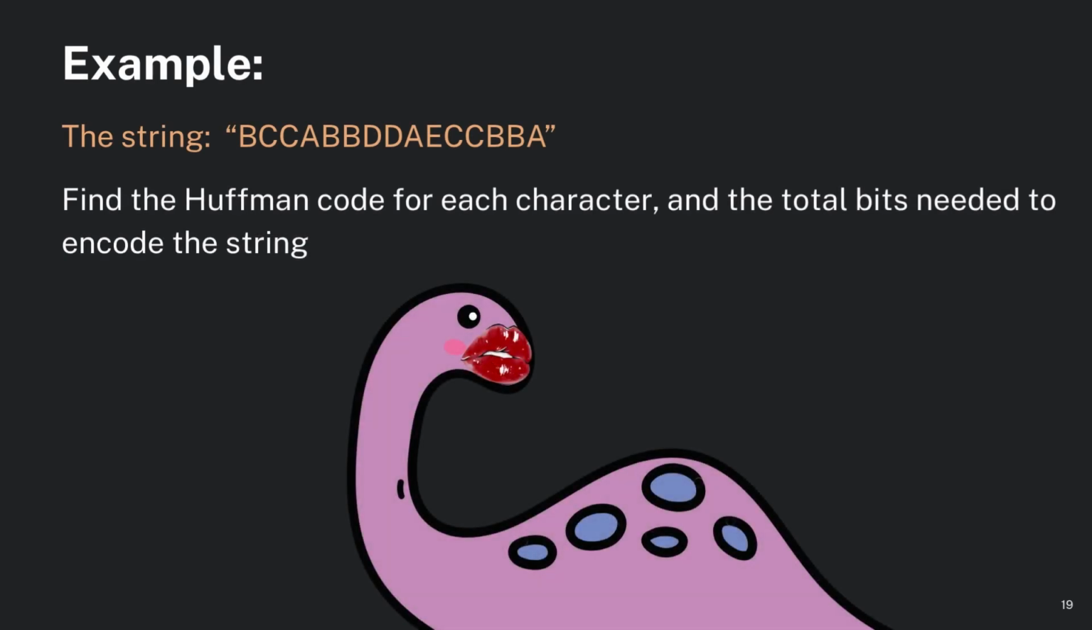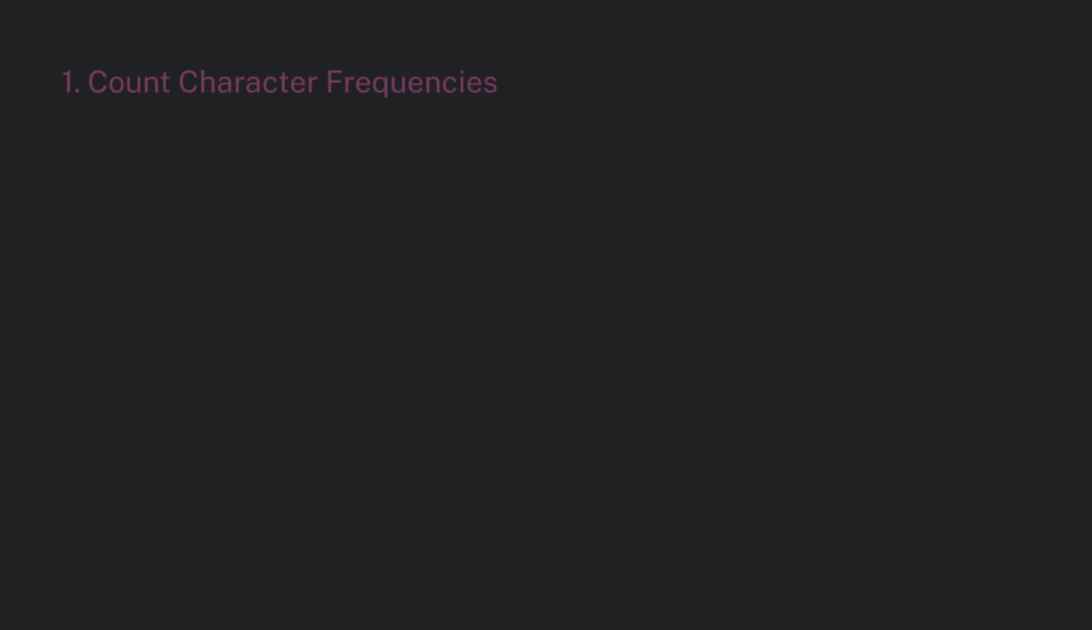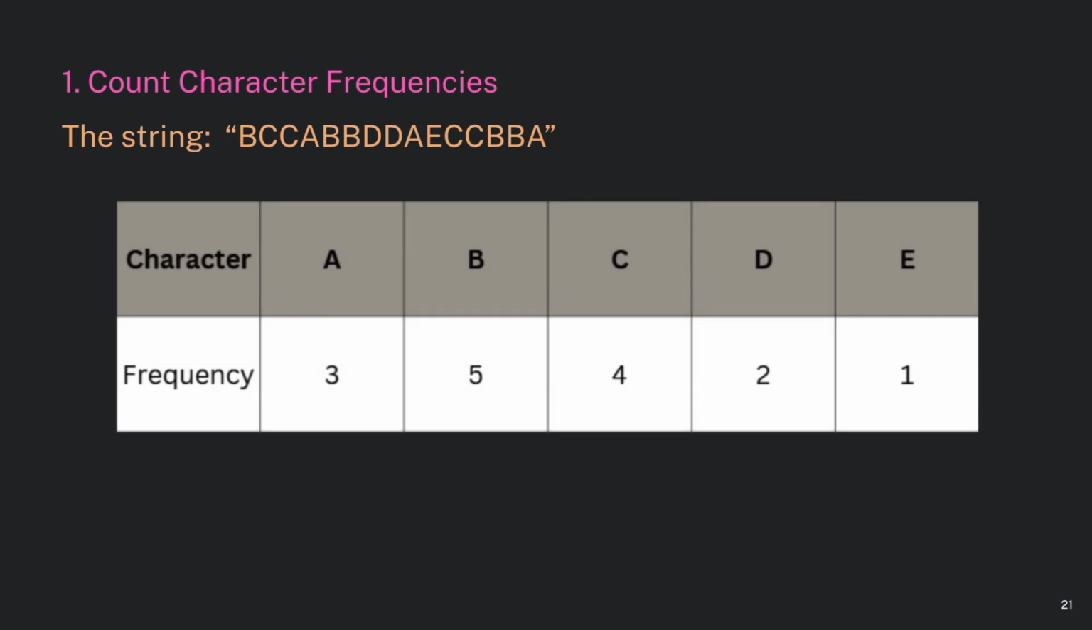This is our problem. We have this string, which has 15 characters in total, and the goal is to find the Huffman code for each character and the total bits needed to encode the string. First, we need to count how many times each character appears in the string. Here is our string. We have 3A, 5B, 4C, 2D, and 1E in our input string. And the total number of characters is 15.